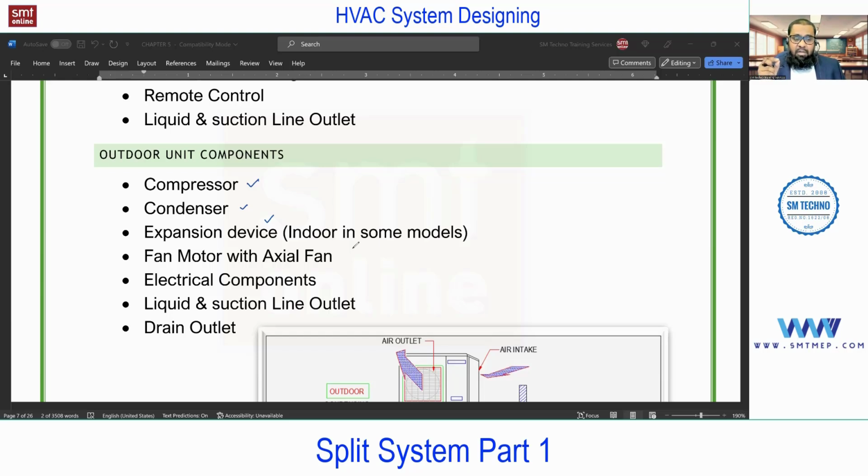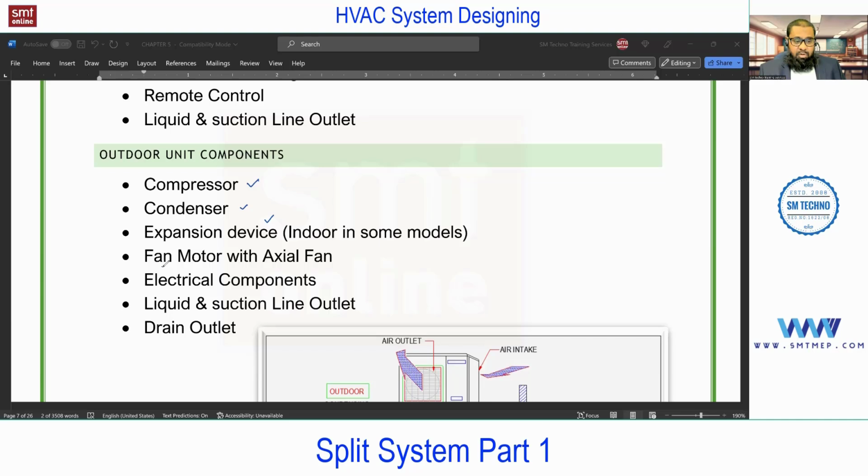So to reduce that hissing sound, in the present market you'll find the expansion device in the outdoor unit. In old models, you may find it in the indoor unit also, or in some makes they are still adding it in the indoor unit. But if you talk about high class makes like Daikin, or many standard makes, you'll find it in the outdoor unit only.